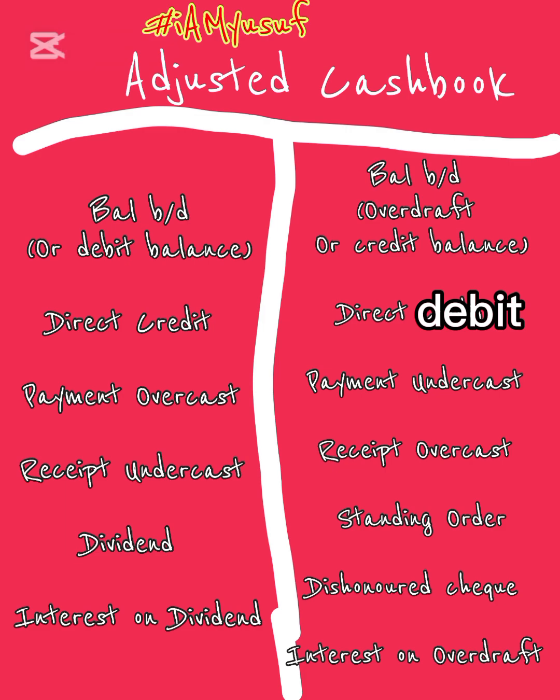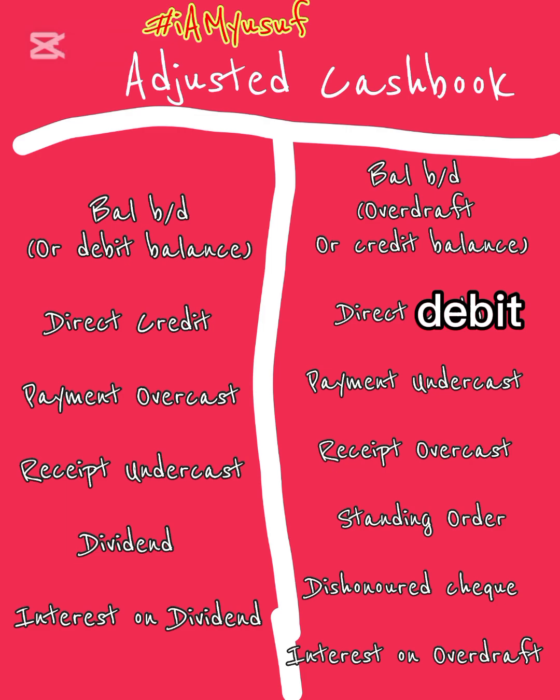Okay, look at this very well. This is the format for the adjusted cash book. If you start with the normal balance brought down, or you see the words debit balance in the question, it goes on the debit side. Then if you hear things like direct credit, it means maybe someone paid money into the firm's bank account and the firm did not know about it. That is direct credit. Direct debit is actually the opposite: money was paid out of your account and you did not know about it. You get the idea.